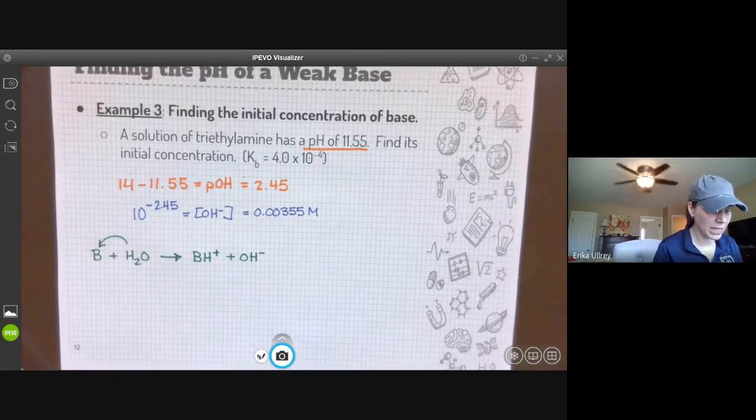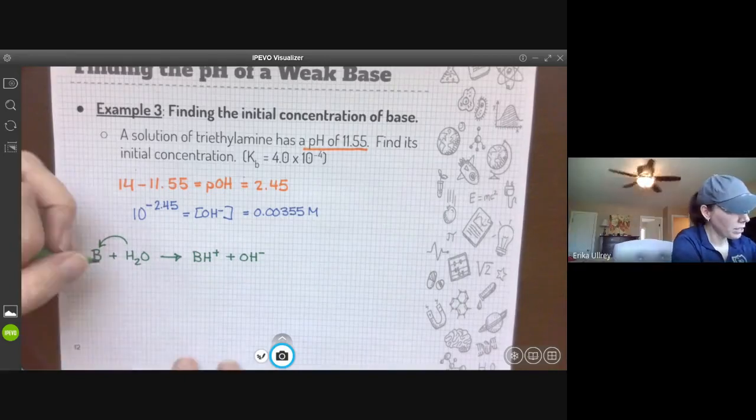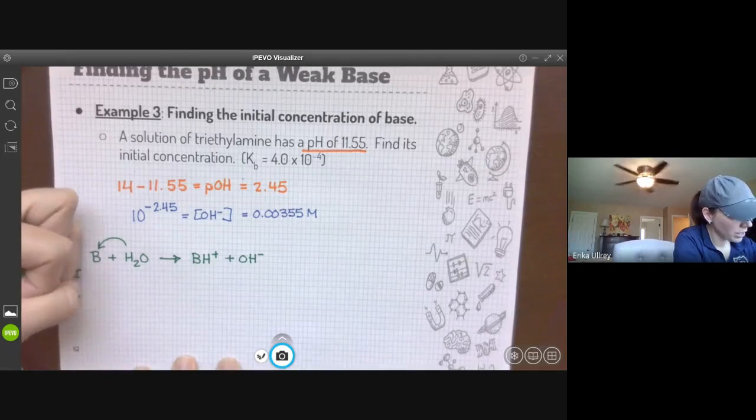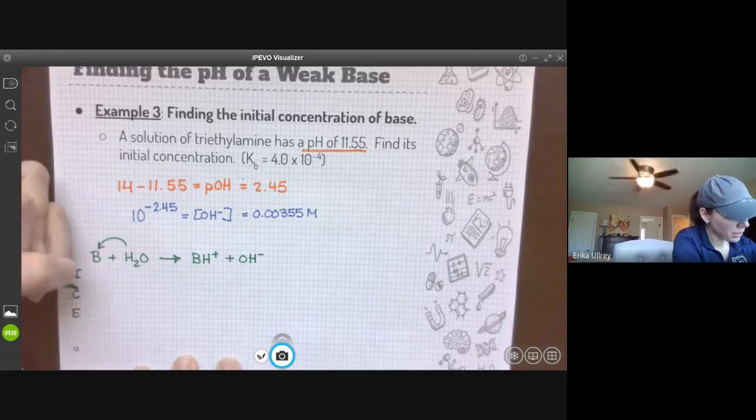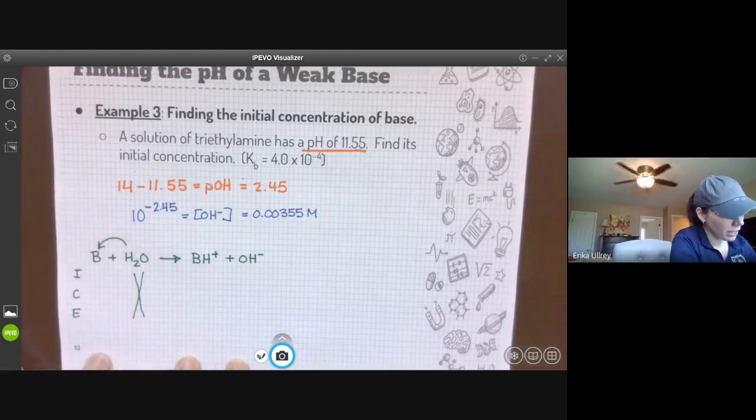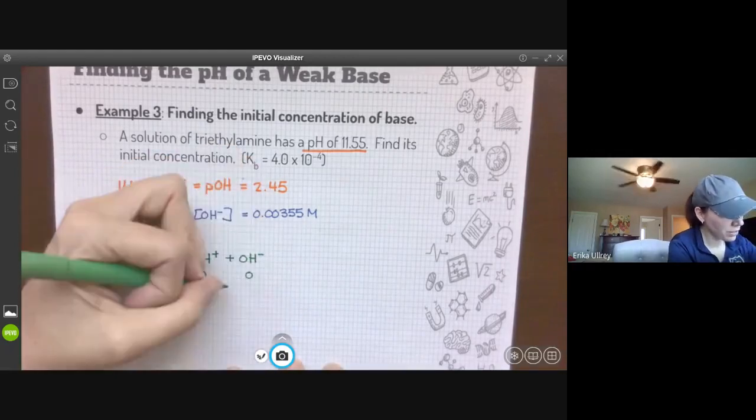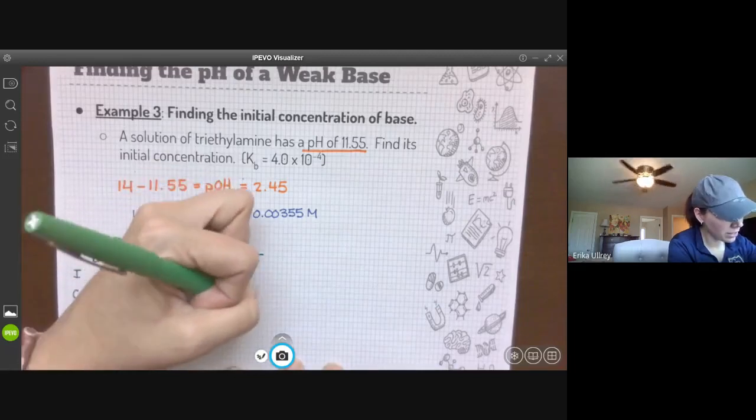Talk me through that idea. Why are we setting up an ice table, Annika? What are we going to do with that? Because you know the concentration at equilibrium, so you need to find the initial. Okay, so initial, change, equilibrium. We don't care about the water because it's a liquid. And we know that these started out initially as 0, and the change is going to be x.